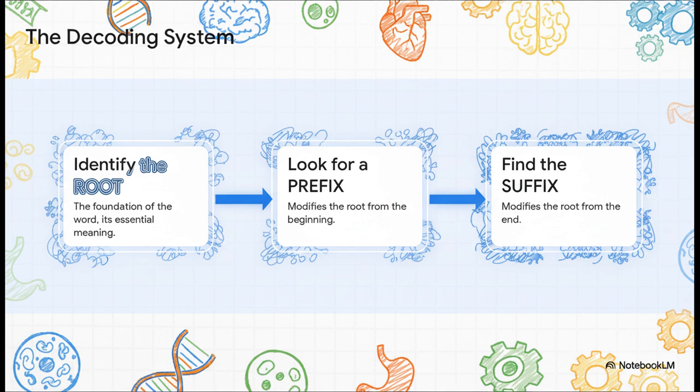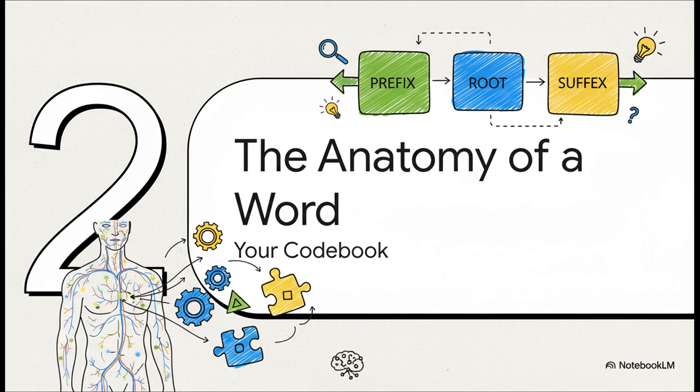Step 1, find the root. That's the core of the word. Step 2, look for a prefix at the beginning. And step 3, find the suffix at the end. That's the pattern, every single time. Root, prefix, suffix. Okay, so how do we actually use this code?